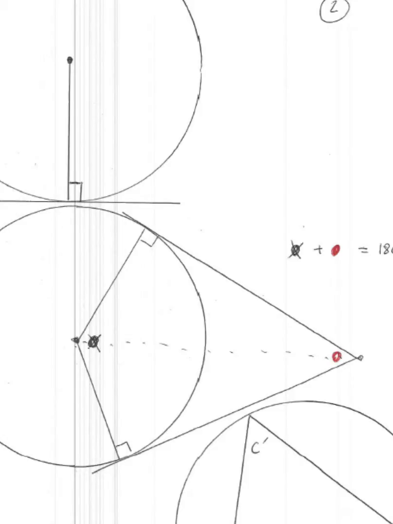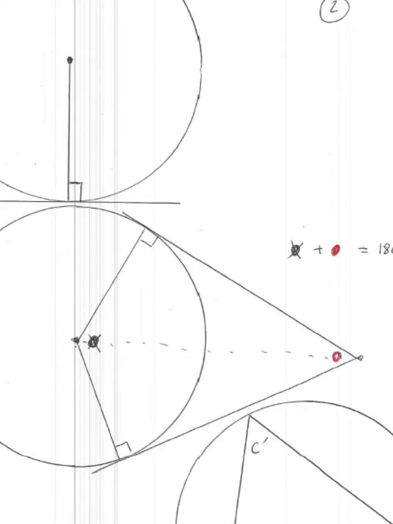Now, if we combine this with the first theorem, we can draw lines from the center of the circle to where the tangents meet the circle, and we create a kite that's got 2 right angles in it, which means the angle at the center and the angle at the pointy bit outside the circle have to add up to 180.